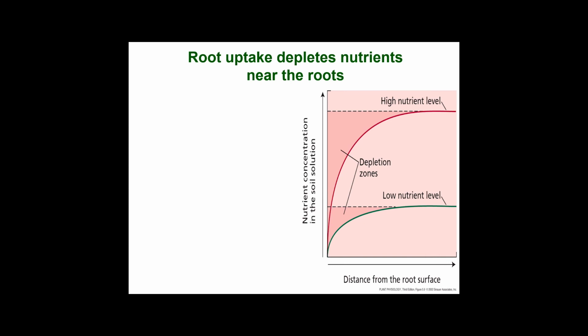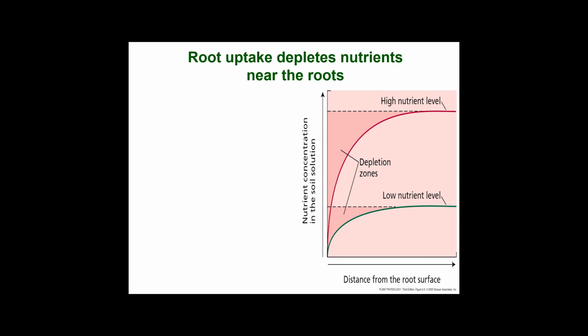Root uptake depletes nutrients near the roots, therefore reducing the overall availability for other plants nearby that might also need to take up nutrients. If we look at this graph here, this graph is plotting distance from the root surface on the x-axis, nutrient concentration in the soil solution along the y-axis.